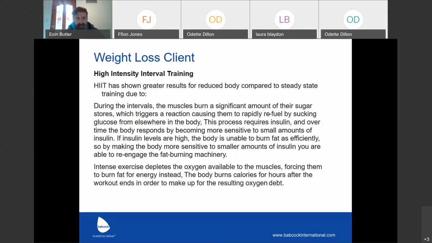Intense exercise depletes the oxygen available to the muscles, forcing them to burn fat for energy instead. The body burns calories for hours after the workout ends in order to make up for the resulting oxygen debt. So for a number of hours after the session, because we have got reduced oxygen within the body, we're still able to burn fat after completing the session. But to do that, it means we need to work at a higher intensity than that weight management zone.